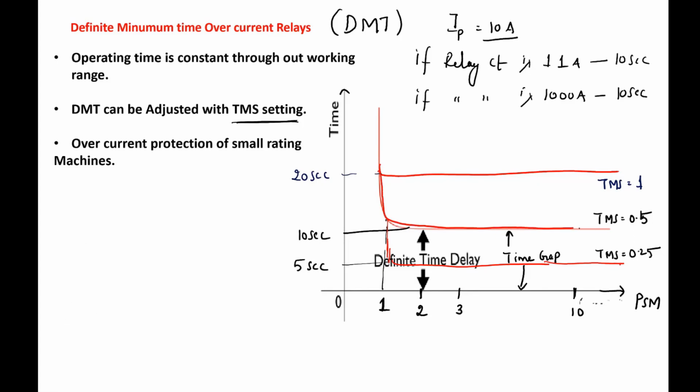So I have drawn the 3 TMS setting curves. Okay. So where can we use this DMT relay? For the overcurrent protection of small rating machines like small generators, small induction motors, where fast clearance is not required. Have you understood this, gentlemen? Yes, sir. Okay.